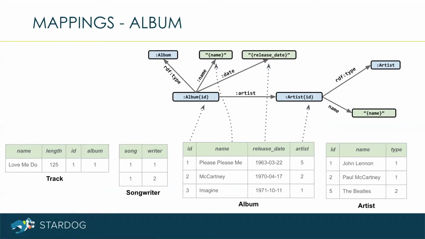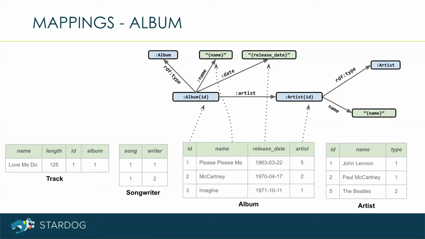We're going to add on the album table, which we map in a very similar way by creating one node that represents the album, again, using the IRI template of colon album and whatever the album ID is, and then literals for the name and the release date columns. But in this table, you see we have the artist column, which is a foreign key to that artist table that tells the artist that released the album.